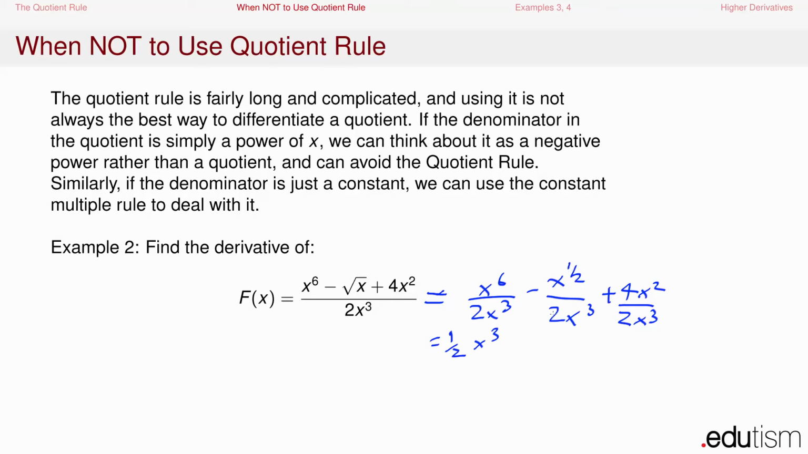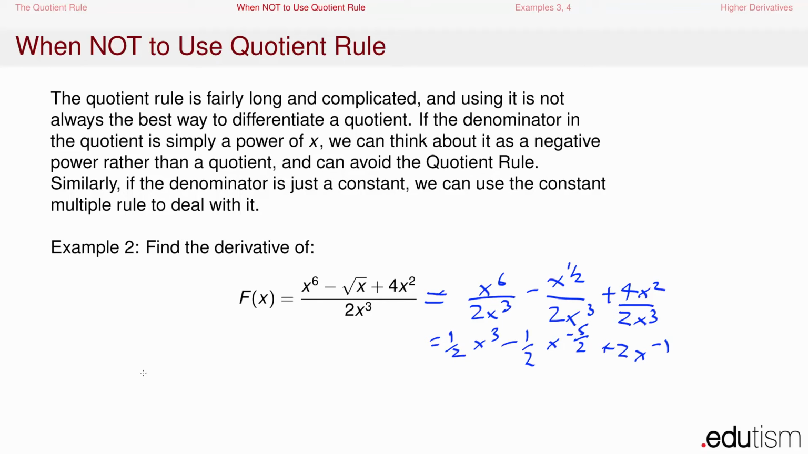x to the 1/2 divided by 2x cubed is 1/2 times x to the 1/2 minus 3, which is negative 5 over 2. 4x squared over 2x cubed is 2x to the negative 1. So what we've done is split this up into three separate fractions and done the division, and we've simplified into something which we can take the derivative of just using the sum, difference, and power rules.